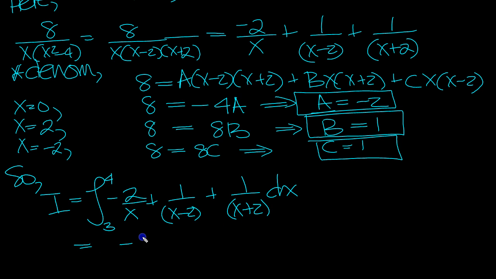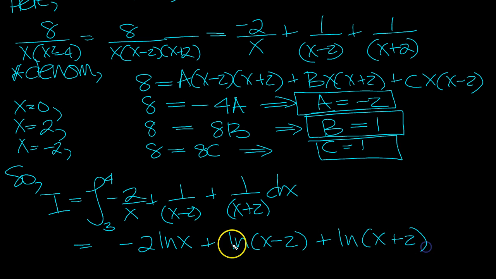So that's equal to minus 2 ln x. The integral of 1 over x is ln x. The integral of this is ln x minus 2. The a value is 1. 1 over 1 is 1. Plus the same again pertains for this one as well. Between 4 and 3.